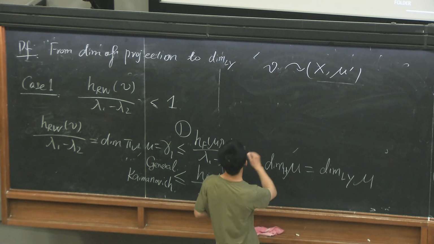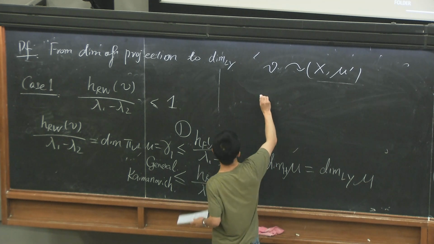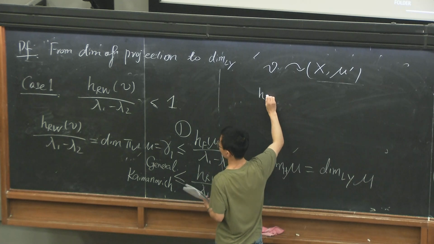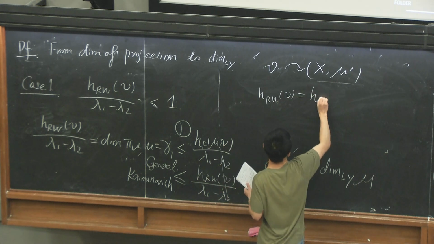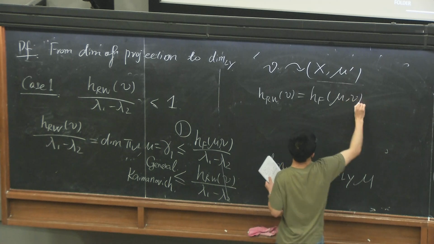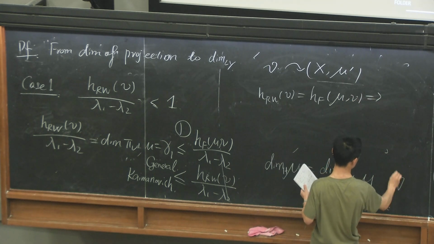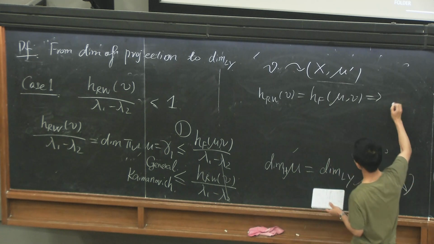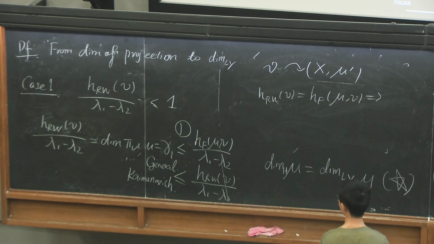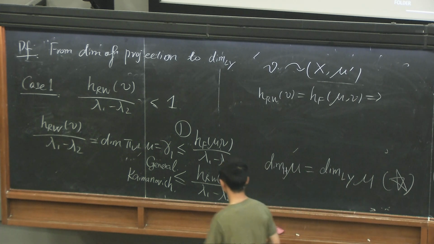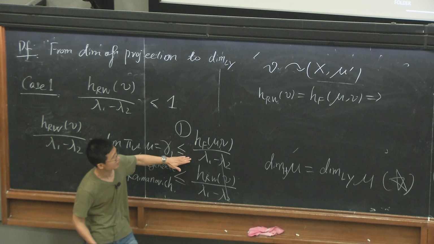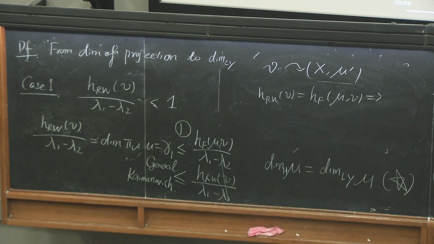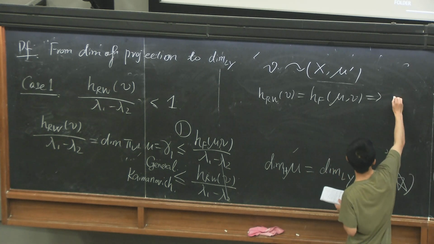So from this we conclude that the random walk entropy is indeed equal to the Furstenberg entropy in this case, which also implies this formula. They are equal, and this gamma 1 should also be equal to this one. So then gamma 2 must be 0. You have no choice here.